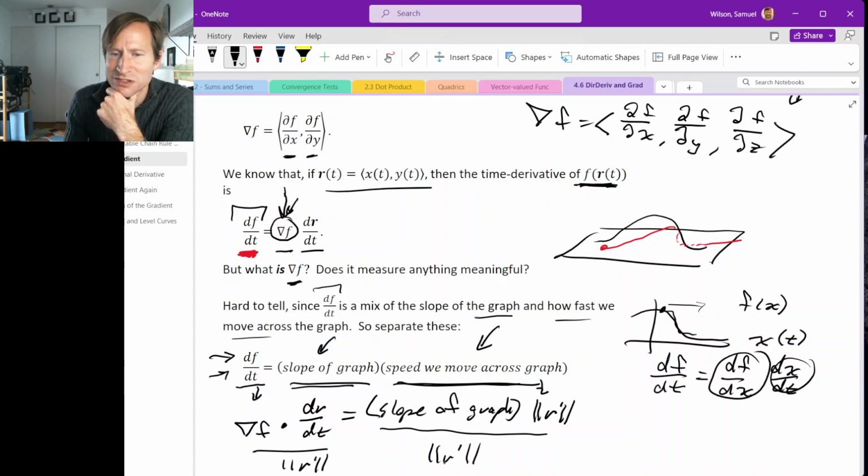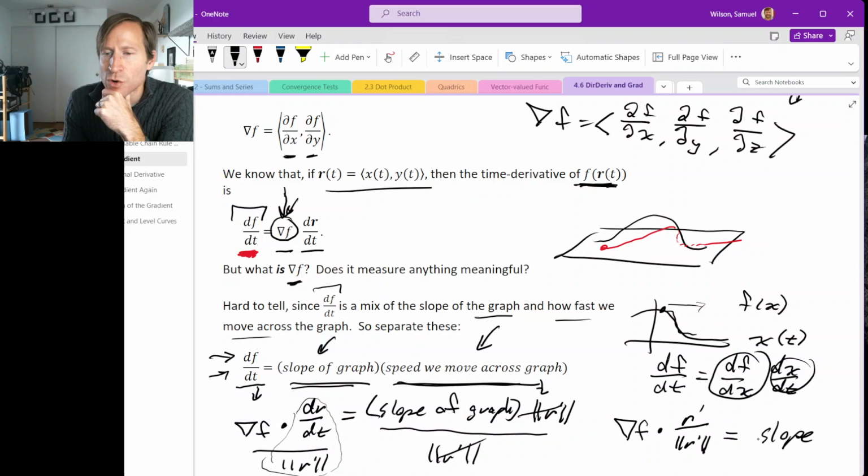something kind of nice happens. On the right-hand side, those cancel, and so we're just left with the slope of the graph. And on the left-hand side, we could group dr dt with its own magnitude. So we get the gradient of f dotted with r prime over the magnitude of r prime. R prime is just another name for dr dt. So the slope of the graph is given by this gradient vector dotted with r prime over the length of r prime.